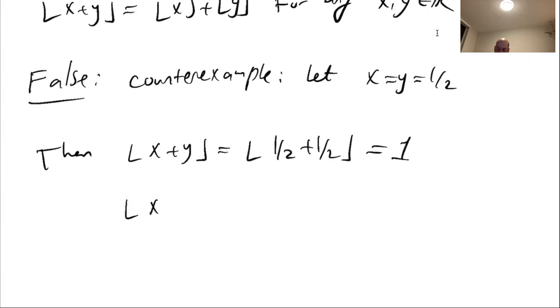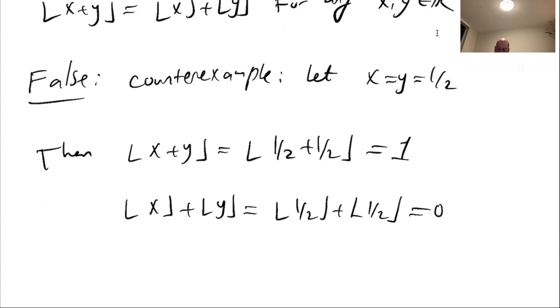But the right-hand side will be floor of x plus floor of y, which is floor of 1/2 plus floor of 1/2. And that's 0 plus 0, which is 0. And these two are not equal. So that means the statement is false. Okay, so another example.